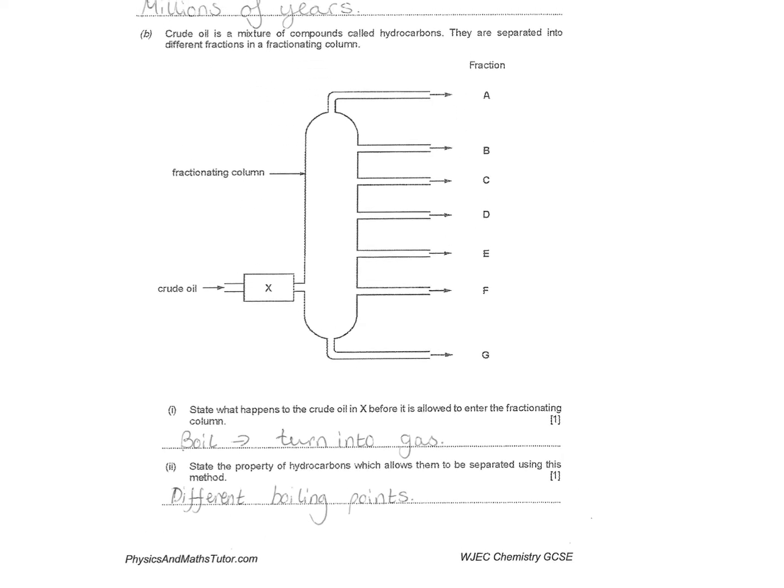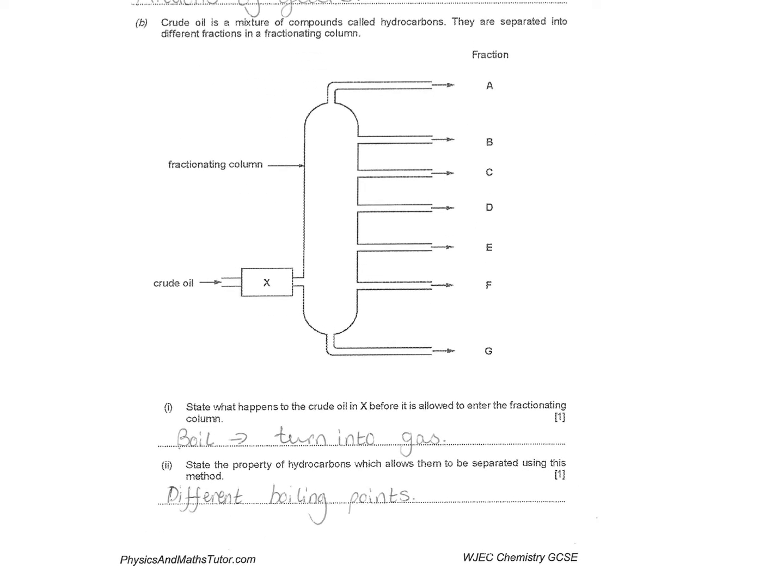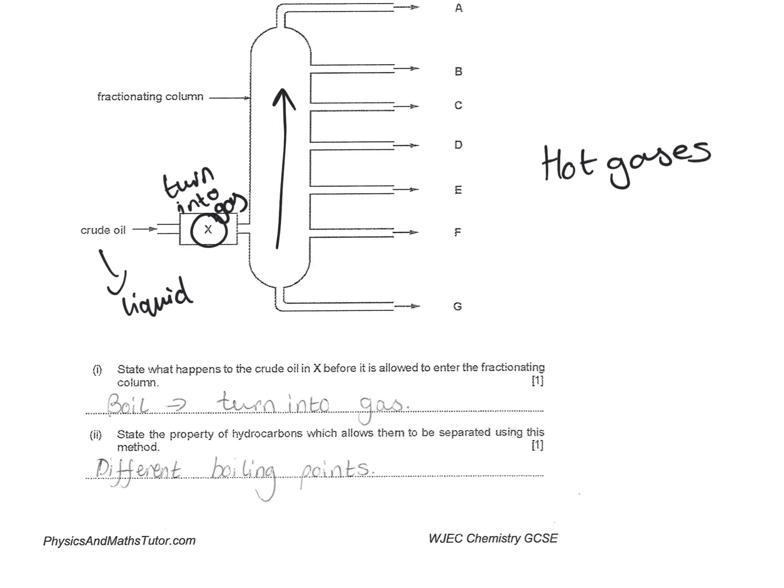Okay. State what must happen to the crude oil before it enters the fractional distillation column. So crude oil is obviously a liquid that we can mine out. When it gets here, we need to turn it into a gas. Okay, the reason for that then is it's able to rise to whatever point it needs to, because hot gases rise. Okay. State the property of hydrocarbons which allows them to be separated using this method. That's different boiling points.